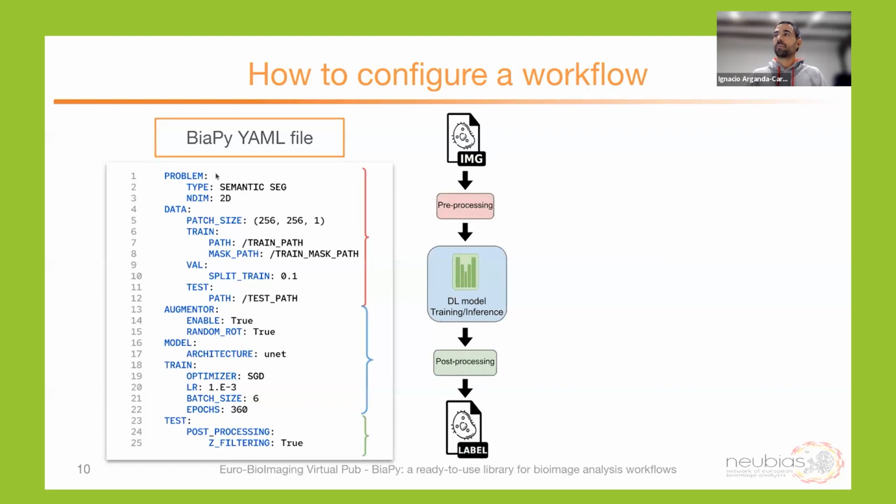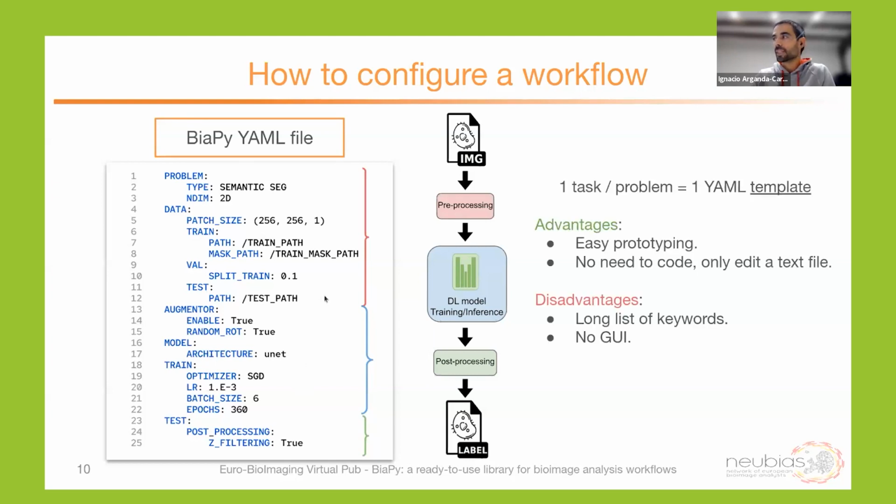Okay, so for example, we say, okay, we have a workflow that is a semantic segmentation workflow in 2D. We want to use patches of this size. Here are the data, in this path, with all the path. We do some partitioning, etc. And then we have ways through the keywords of defining the deep learning architecture, the optimizer that we're going to use, etc. And then at the end, we usually put in the test tag all the analysis and post-processing operations.